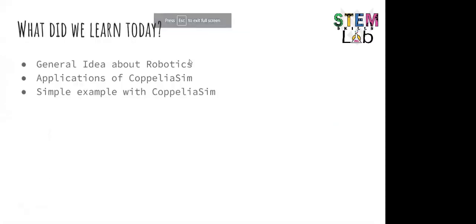What was the plan for today, or what did we achieve today? In this quick video, we learned a little bit about the general idea of robotics. We defined what a robot is, and the main components of any robotic system. So overall, it was a general overview of the world of robotics. Then we learned a little bit about the applications of CoppeliaSim: how to do risk-free experiments, how to assess our code, and how to avoid paying large bills on very expensive hardware.